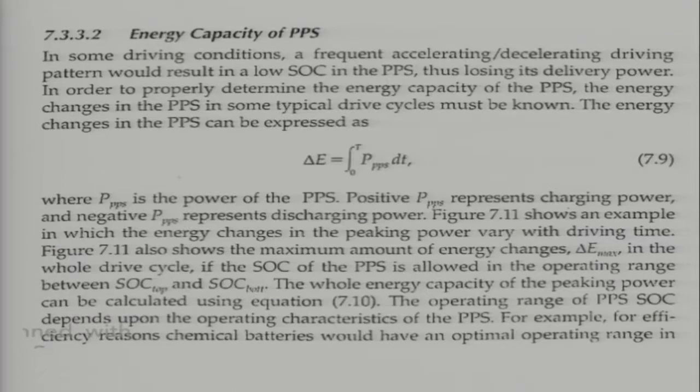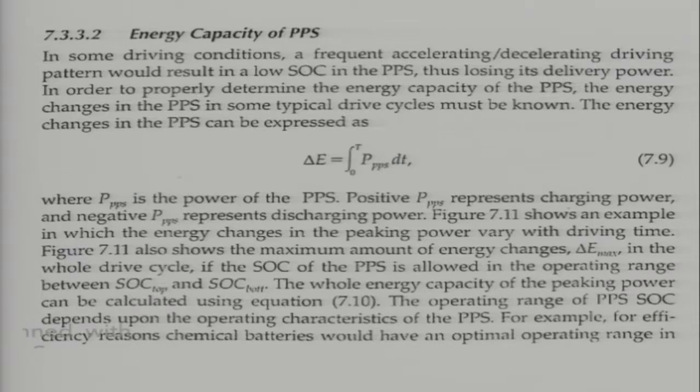Then energy capacity of PPS. This is nothing but the size or rating of the peaking power source, which is the battery in this case. Here you can see in some driving conditions, frequent acceleration or deceleration of the driving pattern is required, which results in low SOC in the PPS. When the vehicle is accelerating or decelerating, at that moment the PPS will come into force and it will discharge the power, or it will charge the battery in the other way.